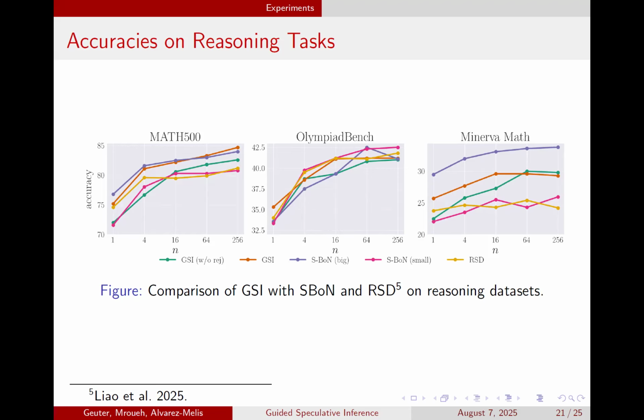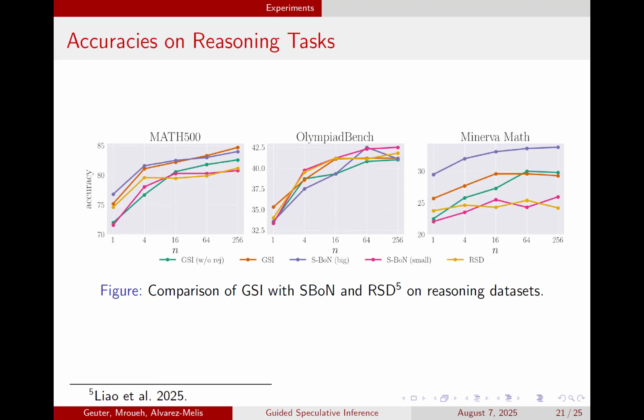Across the 3 data sets, the results look a little different. Here this green is our algorithm, but without the rejection step. Orange is with the rejection step. Then this is soft best of n with the big and the small model. And this is RSD from this paper that I mentioned. You can see on Math 500, for example, that our algorithms, both of them, get close to the performance of soft best of n with a big model.